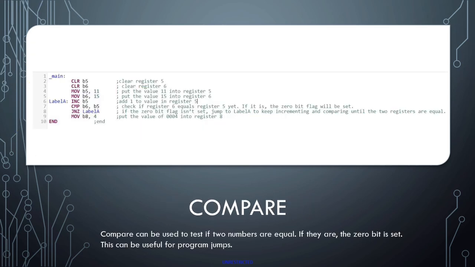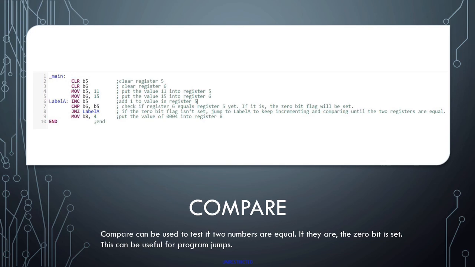Lastly, we have our compare example. A compare command can be used to test if 2 values in a register are equal. The compare command is usually used in conjunction with a jump if 0 or jump if not 0 command, because when the values are equal, it flags the 0 bit.